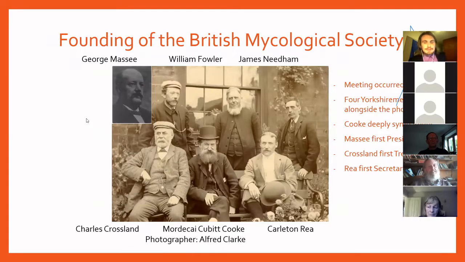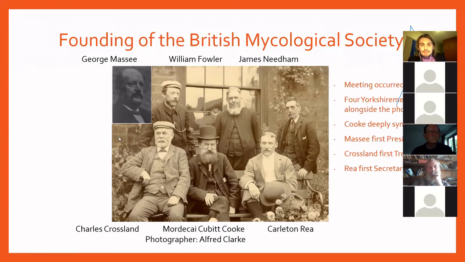Here is the founders meeting of the British Mycological Society. In the corner we've got Alfred Clark, sometimes known as Massee's bulldog. He was the photographer, did some really fantastic experimental work in photography, and was a chemist. We've got George Massee, who we're going to touch on more later. We've got the Reverend William Fowler, who was the first chair of the society. We've got the iron moulder James Needham.